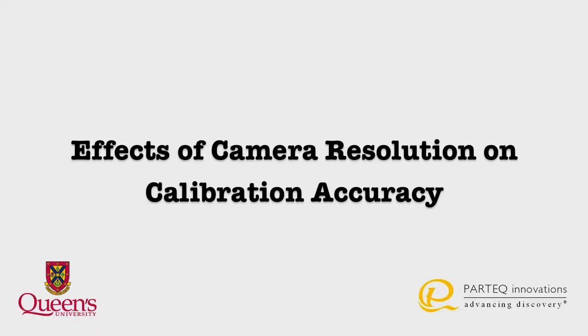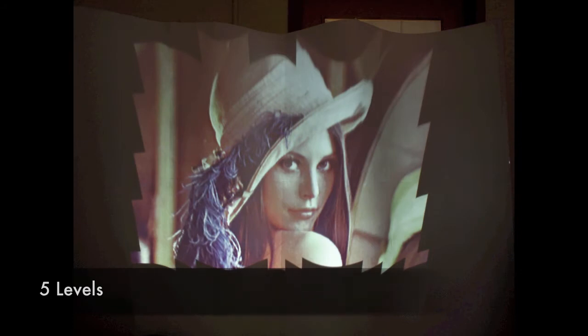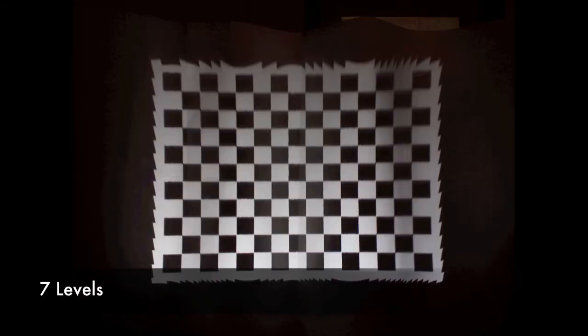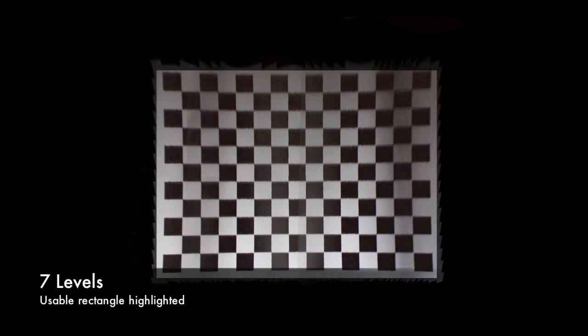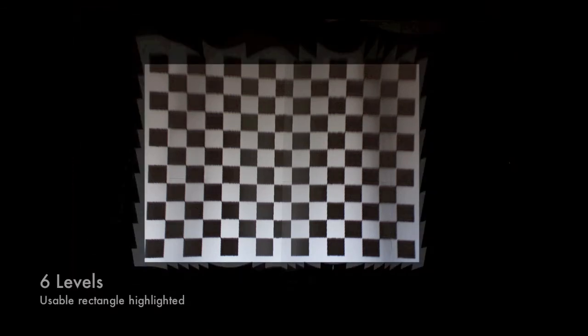The calibration used here processes 7 levels out of a possible 10 levels of gray code patterns. The accuracy of the results can be improved by using more levels. It is also possible to calibrate using fewer levels. However, as the number of levels decreases, the amount of interpolation increases. The accuracy will decrease and the size of the unusable edges will increase.